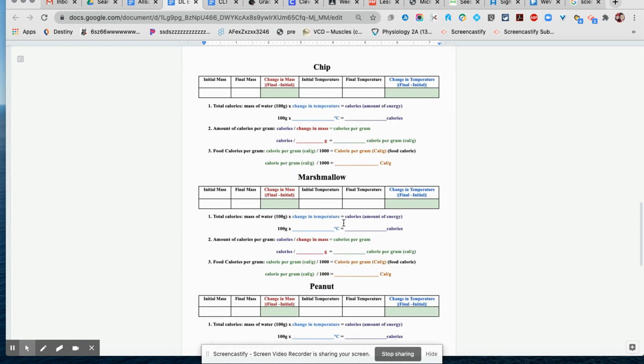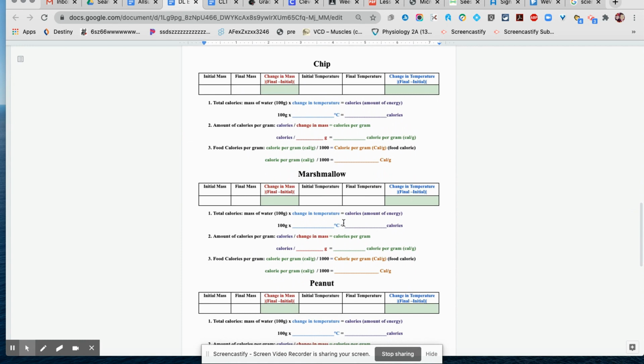So here are your data tables. You have the same table and the same calculations for each food item. They're just in alphabetical order: chip, marshmallow, and then peanut. We have a space for the starting and final mass. Here's the calculation for the difference. And notice it's absolute value, meaning there are no negatives, because the food will lose mass during burning, but that's not indicating negative calories. That's just showing the amount of energy released. So absolute value of your change in mass; absolute value of your change in temperature. Then starting temp, final temp.